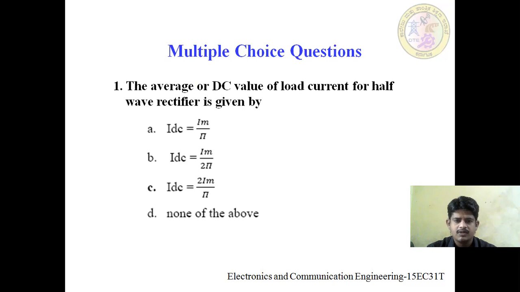Do you remember what is the equation we have discussed? This is the topic we have discussed today, and we have seen the equation. So which one is the correct answer for this? That is the first option, IDC is equal to Im by pi. That is the correct answer. Okay, so let's move on to the next question.